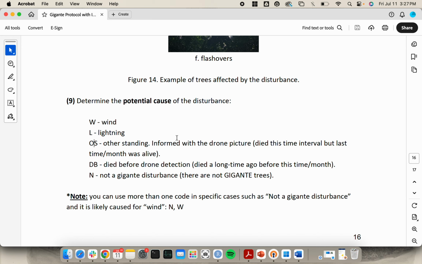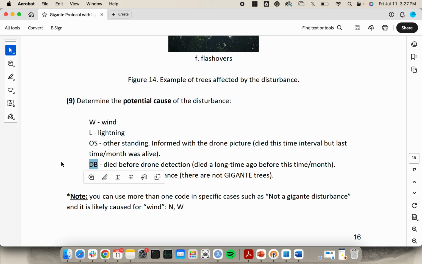So other standing, you write this down when the tree is still standing, so it didn't fall, but you check from the images from the previous month and this month. Last month you can see in the image that it was alive, and this month it is dead, but it's still standing, and you don't see any wind or lightning potential cause, so it will be other standing.